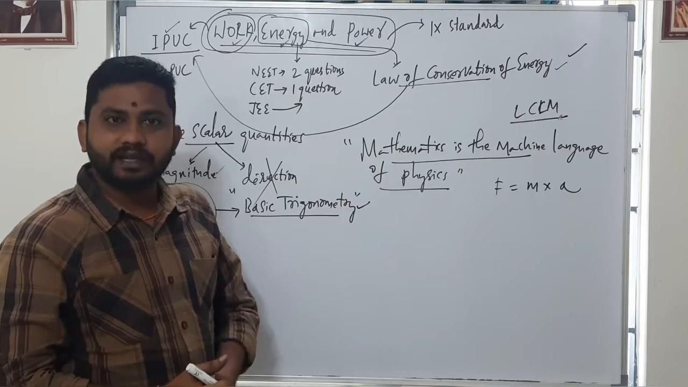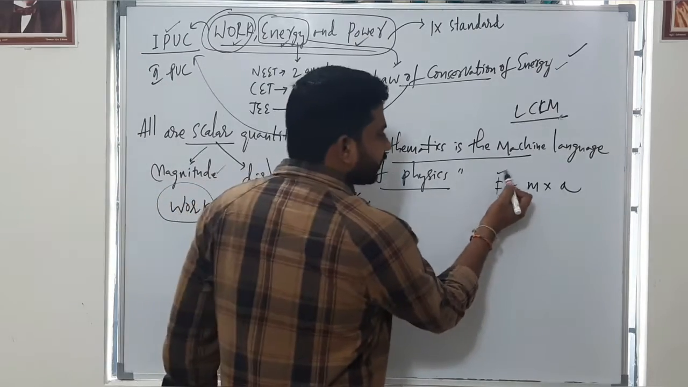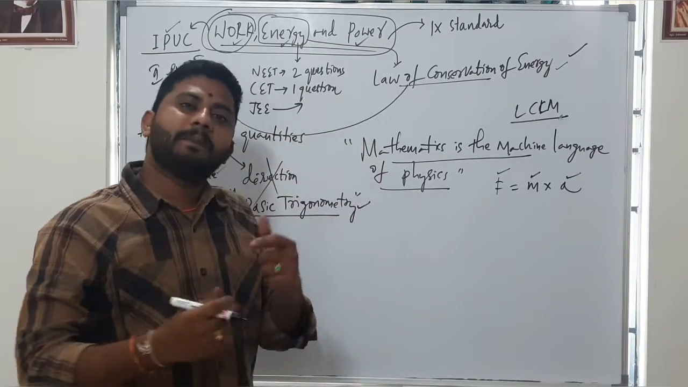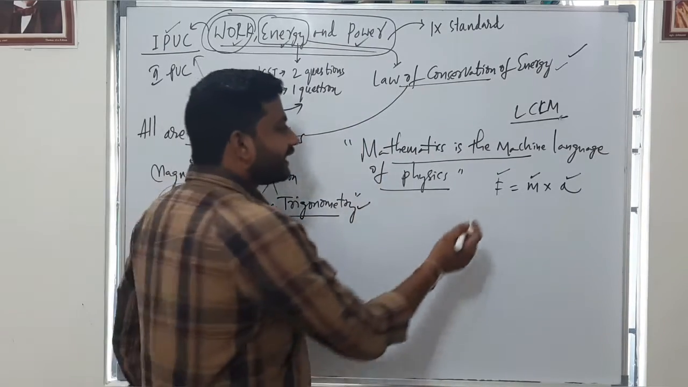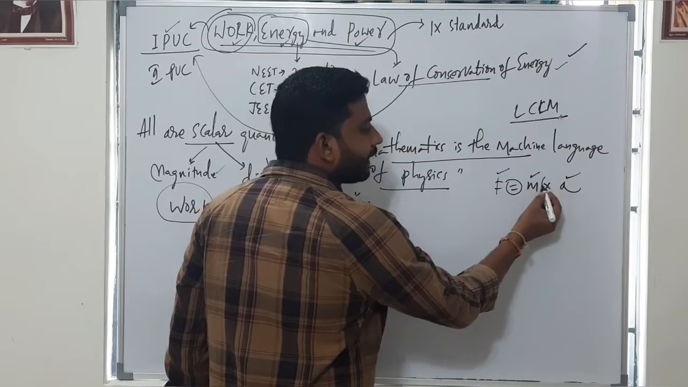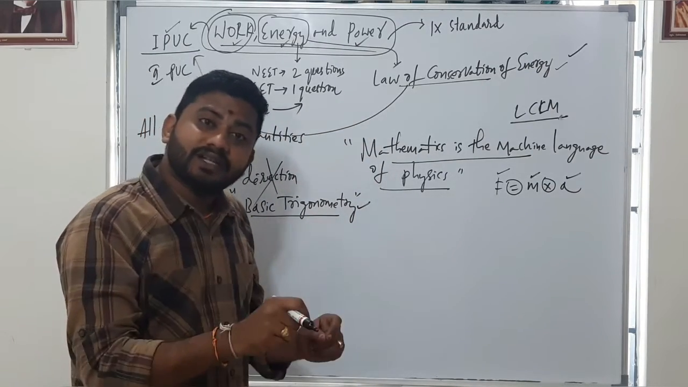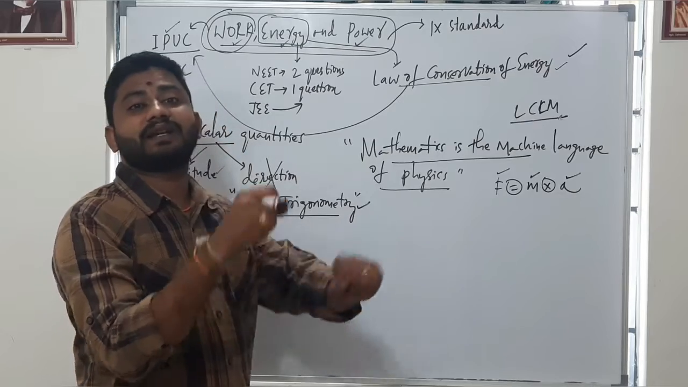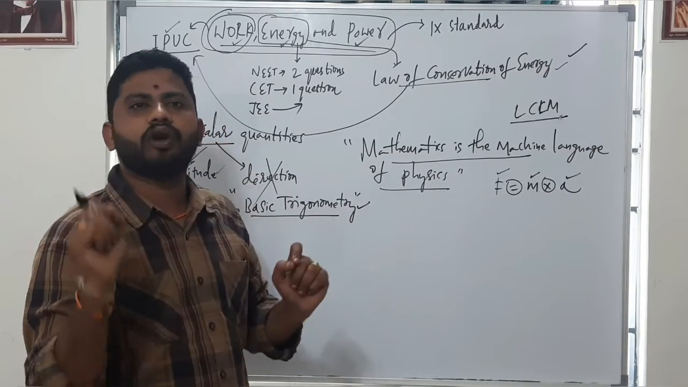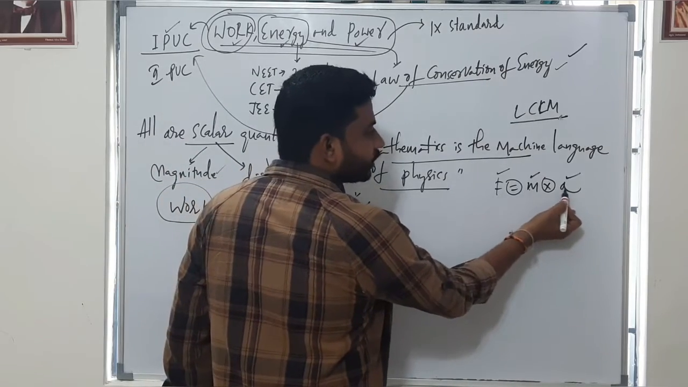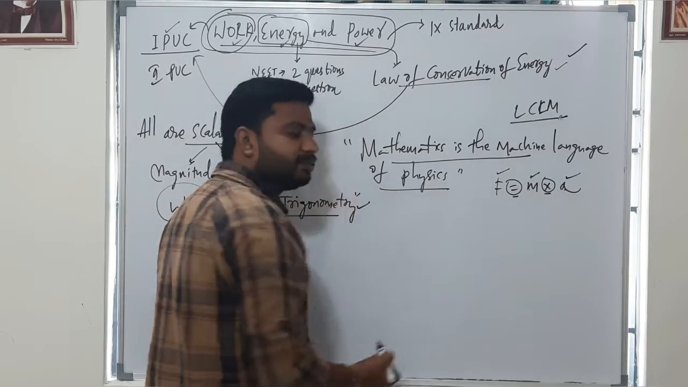What are the physical quantities? Physical quantities are force, mass, acceleration. What are the mathematical symbols here? Is equal to and multiplication. Carefully you see here, there are some physical quantities and mathematical symbols. Everything is involved in a single equation here. So these are the physical quantities and these are the mathematical symbols.